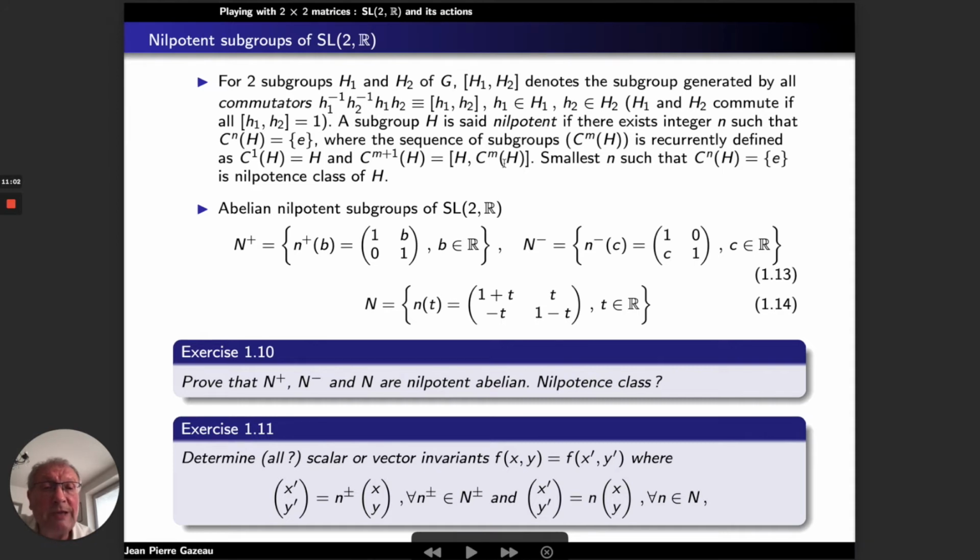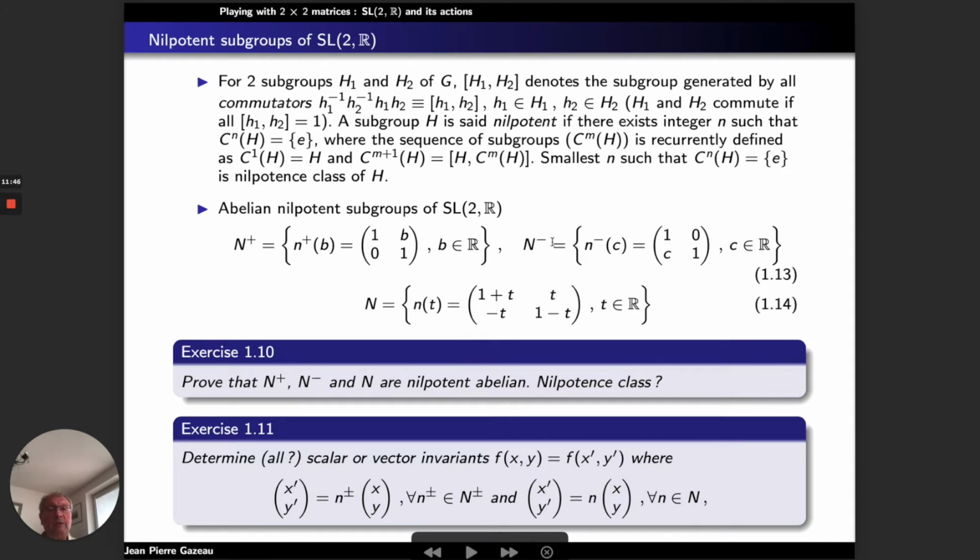And the smallest n, such that Cn of H is reduced to the identity subgroup, is called the nilpotence class of H. So here you have what I call the abelian nilpotent subgroup of SL2R. The following one is N plus. It is made of all matrices with one on the diagonal and with upper element B belonging to R and 0 for the lower element.